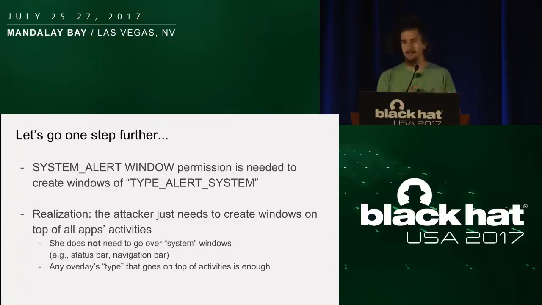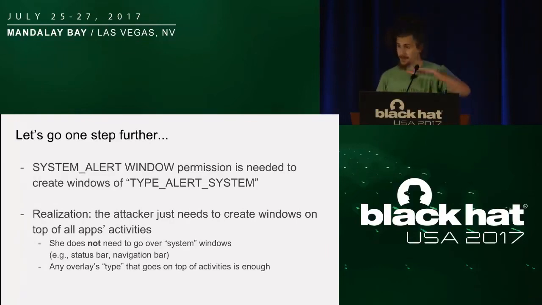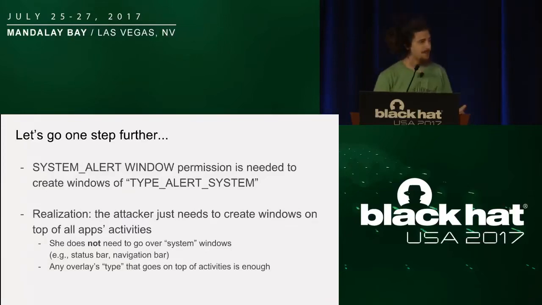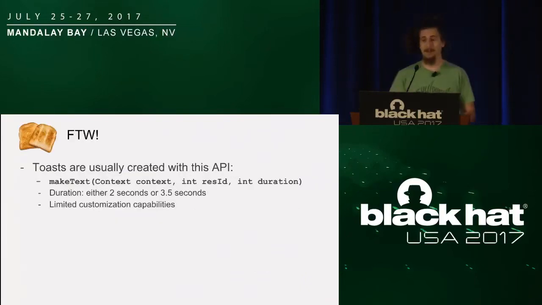Each type in Android defines in which range of Z level your overlay is going to be created. And this kind of alert system is quite powerful because you can go on top of the status bar and things like this. But for these attacks, we're not going to do ransomware or things like this. We just need to go over all activities, and that's it. And talking to one of my friends, we realized, wow, toasts are actually the way to go.